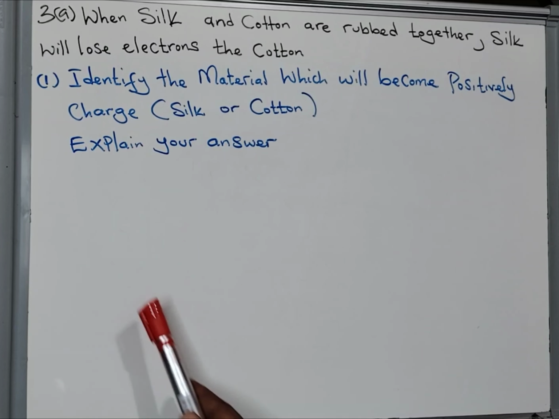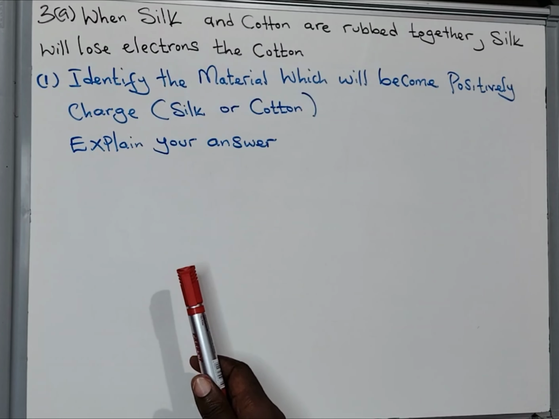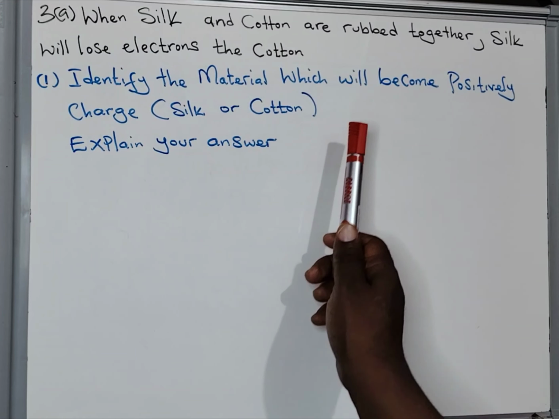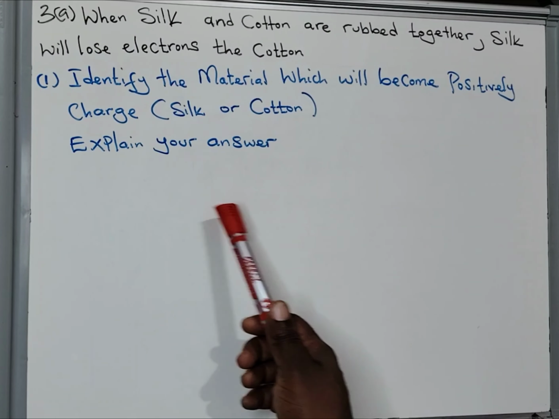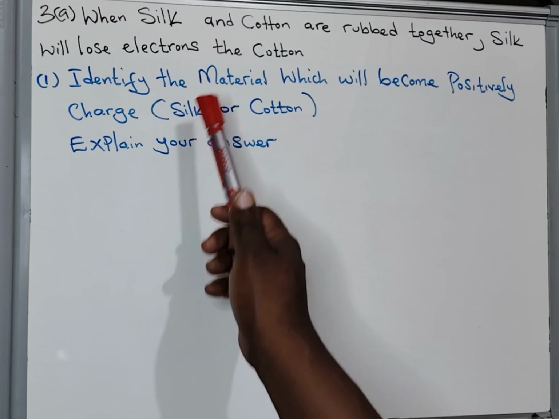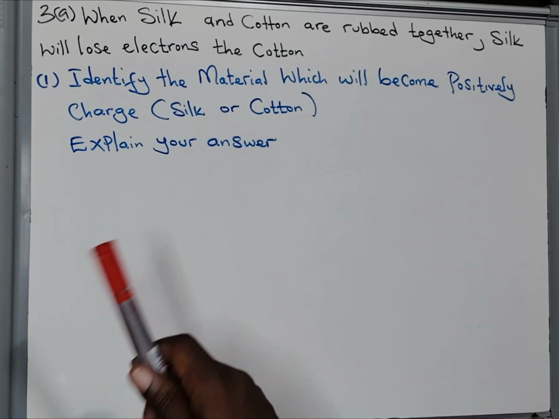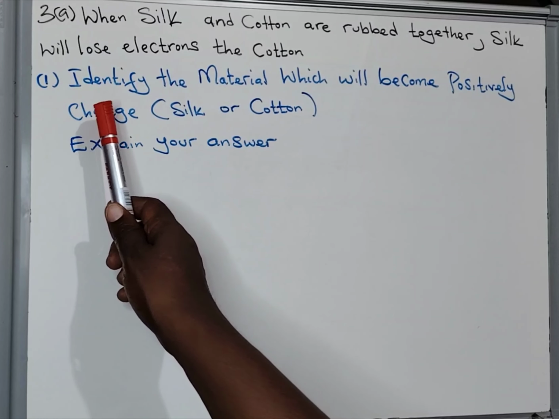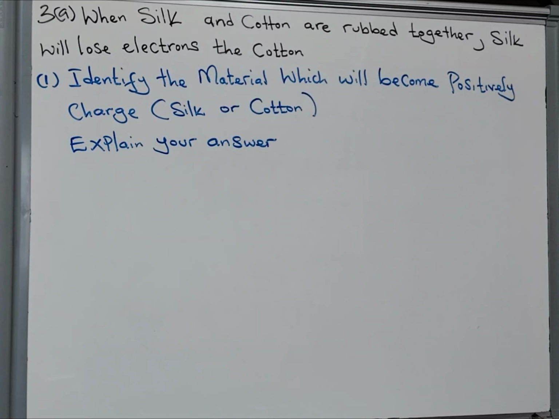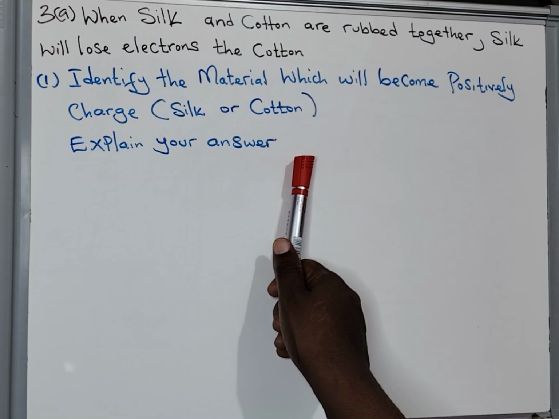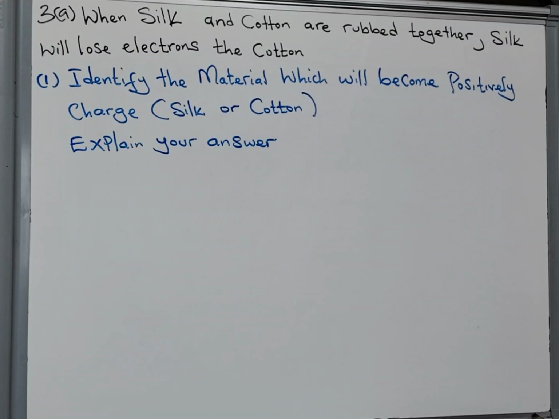Okay, then we are looking at this question. It says that when silk and cotton are wrapped together, silk loses electrons to the cotton. Then the question says, identify the material which will become positively charged. Is it silk or cotton? And explain your answer.